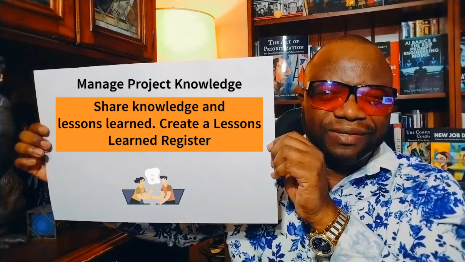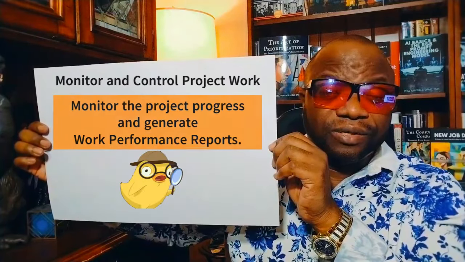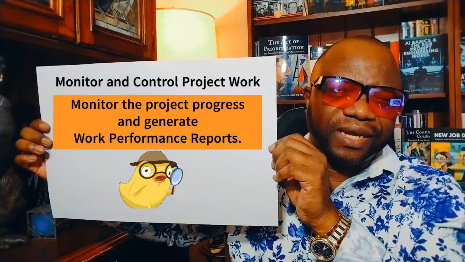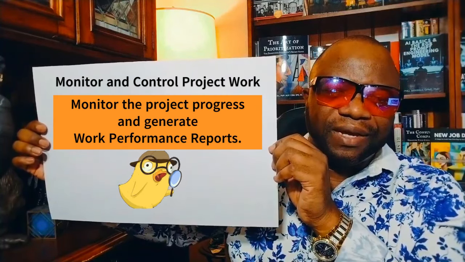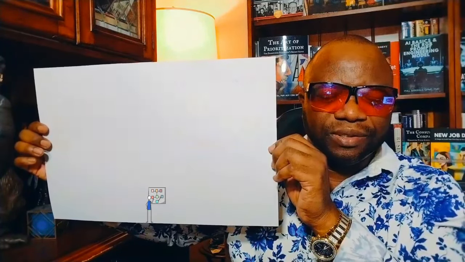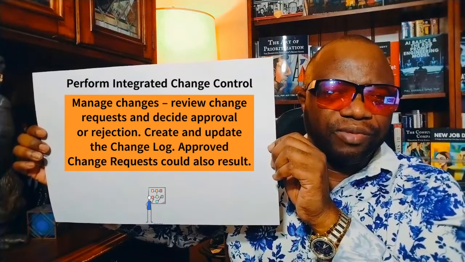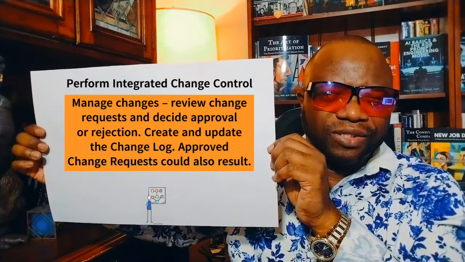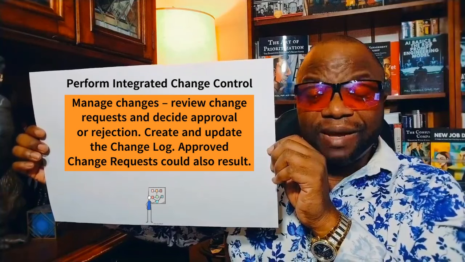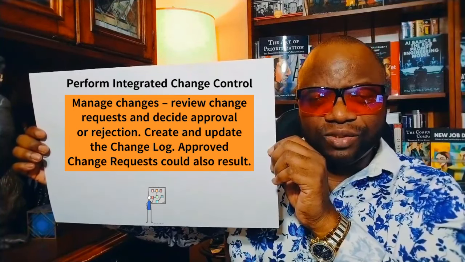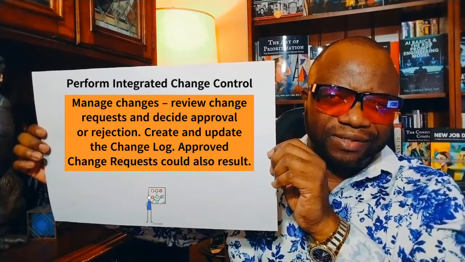Manage project knowledge. This is where you're generating lessons learned. Monitor and control project work. This is where you are checking to ensure the work is going according to plan, and at the same time, you're creating work performance reports. Perform integrated change control. This is where change requests come through the process. You get the change requests, they get reviewed by you, the project manager, perhaps by the change control board as well, if there is one, and ultimately you will approve or reject the change request.